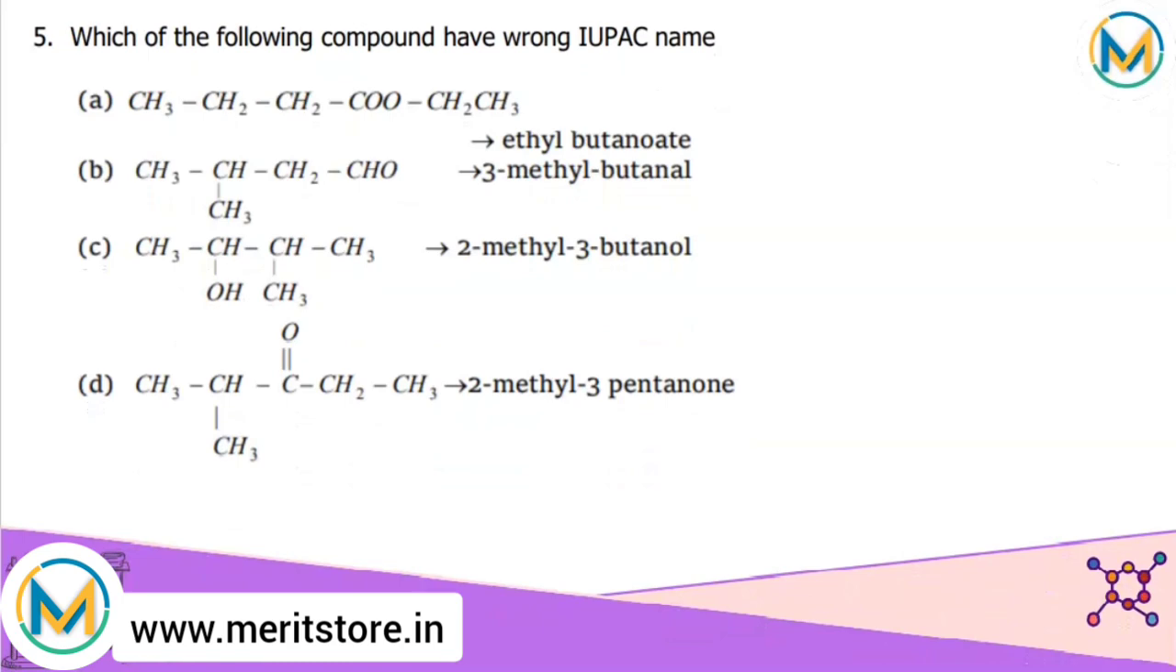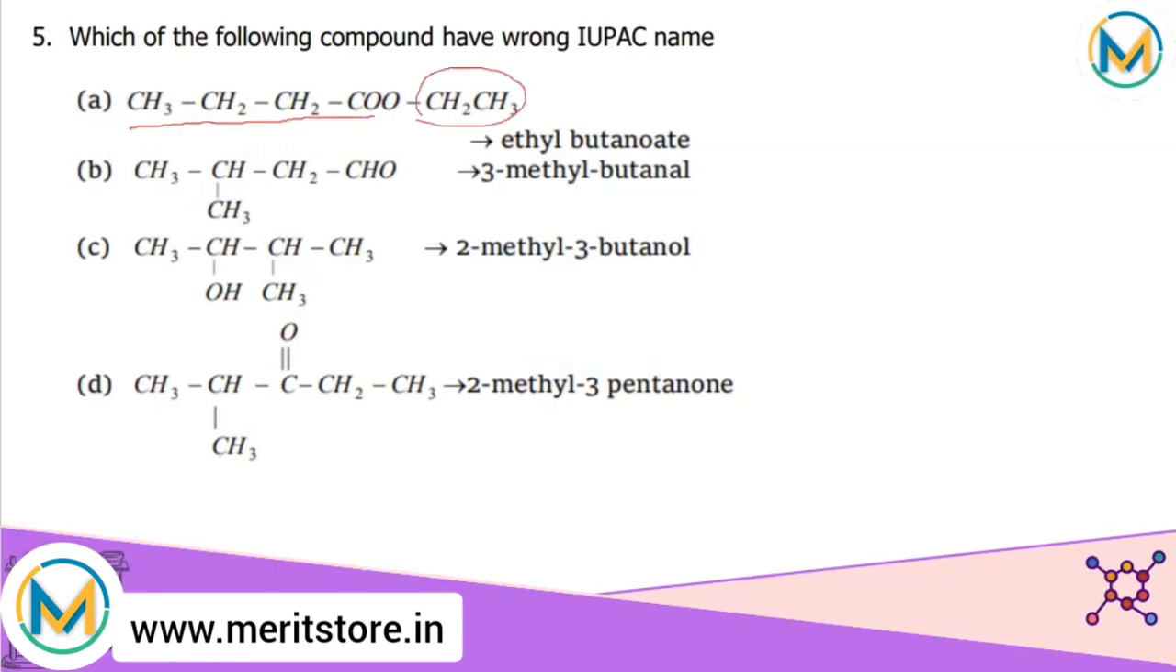Which of the following compounds has a wrong IUPAC name? So the first molecule, there are 4 carbons with an ester group and there's a branch. So this is ethyl and this is butane with an ester group. So it is ethyl butanoate. It is an absolutely correct IUPAC name. Okay, next if you look, this is an aldehyde carbon. So 1, 2, 3 and 4, and there is one branch at the third position. So 3-methyl butanal. So this is also a correct IUPAC name.